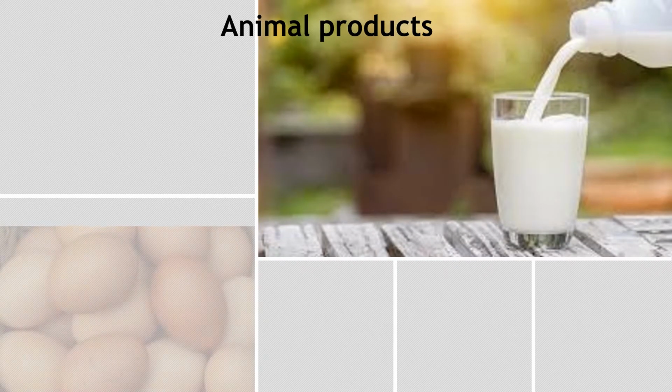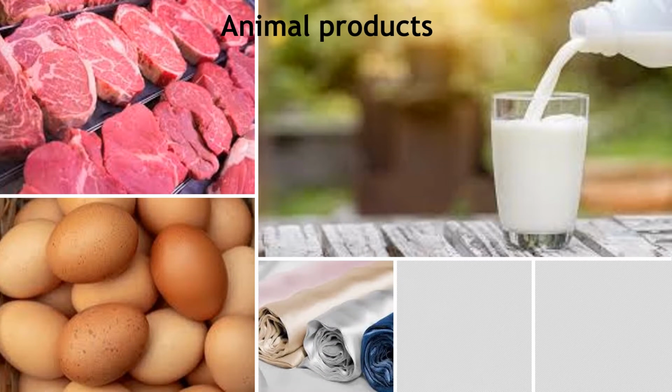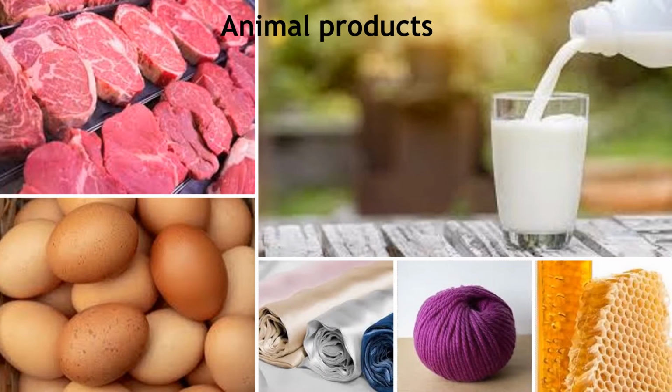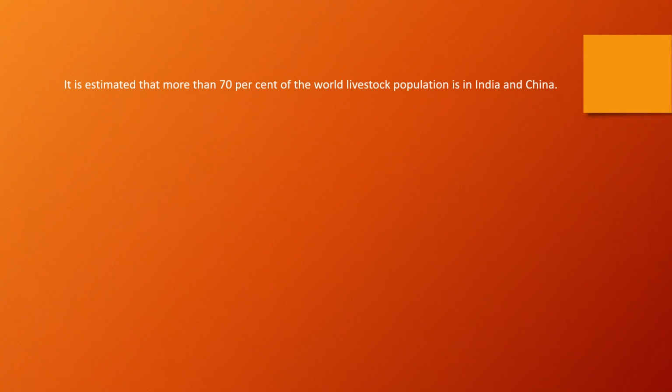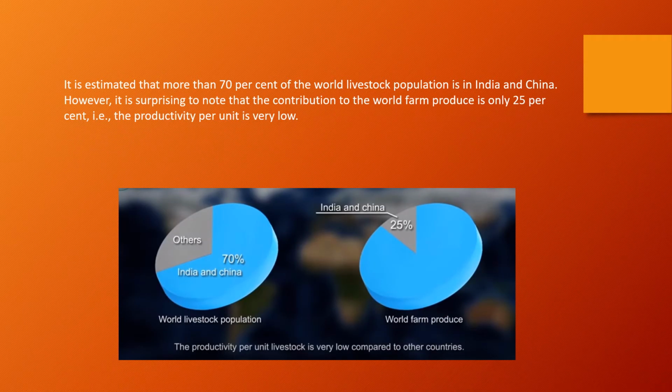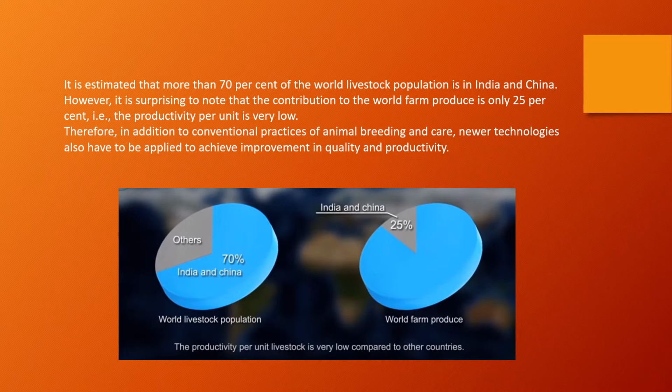Humans rear animals for various products like milk, egg, meat, silk, wool, honey, etc. It is estimated that more than 70% of world livestock population is in India and China. However, it is surprising to note that the contribution to the world farm produce is only 25%. That is, the productivity per unit is very low. Therefore, in addition to conventional practices of animal breeding and care, new technologies also have to be applied to achieve improvement in quality and productivity.